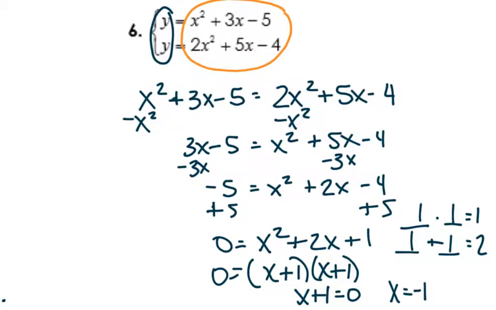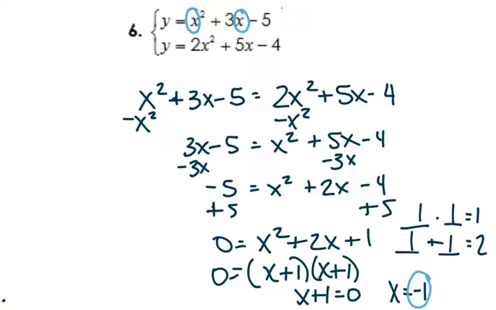So remember, I'm not done because I need to know what the y coordinate is also. So I'm going to take this -1 and plug it back into one of the equations. I'm going to choose the top equation, and everywhere I see an x, I'm just going to write a -1. So I have y equals, remember I'm substituting in a -1, so I'm going to put it in parentheses like this. It kind of helps you keep it organized.